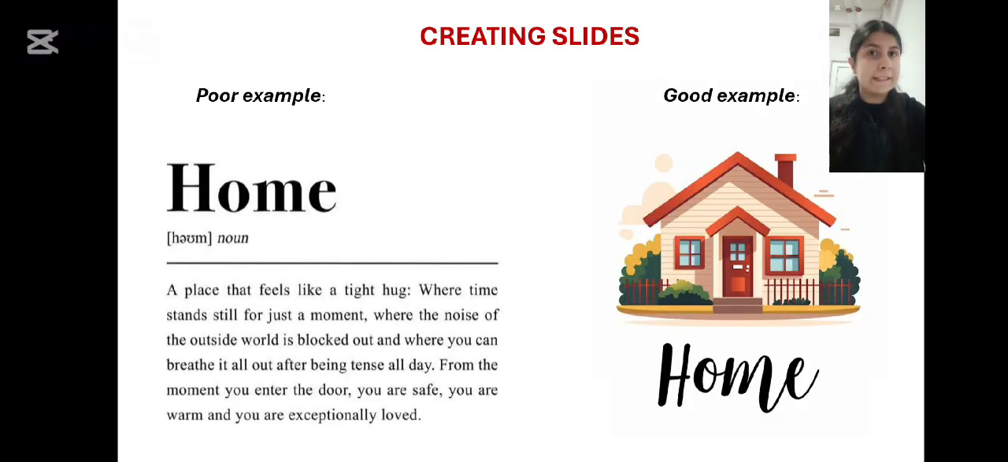Let's move on to the next slide. How to develop your presentation. Here you can see a poor example and a good example. You must use fewer words but more pictures. And please, don't read everything that you wrote on the slide. You must make eye contact with your audience.